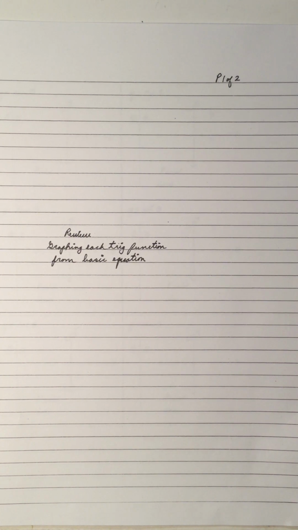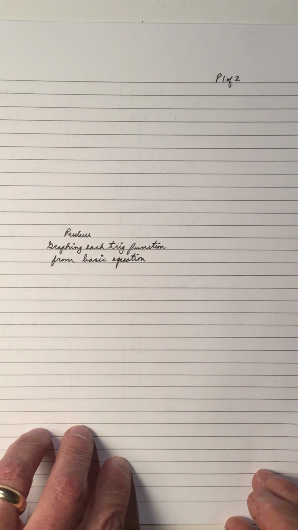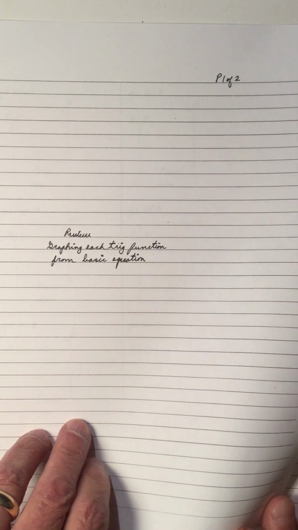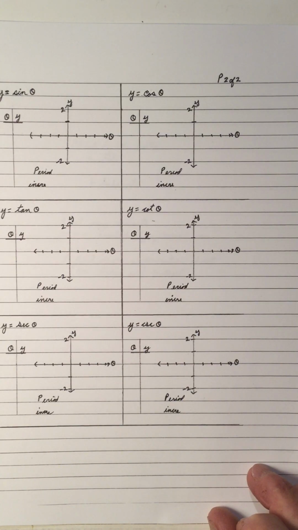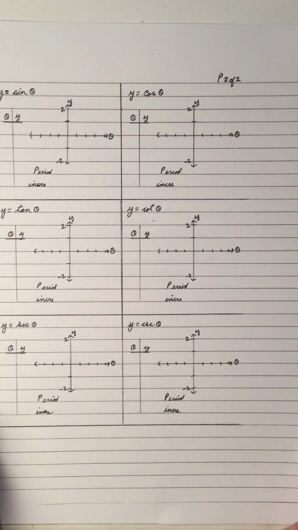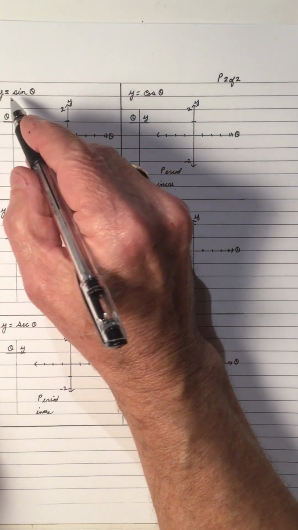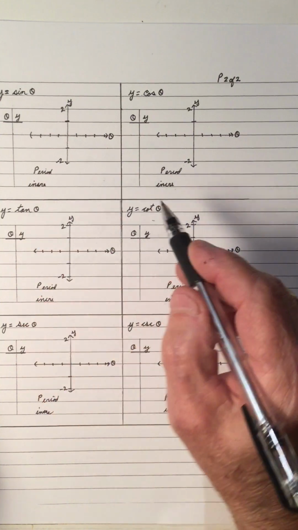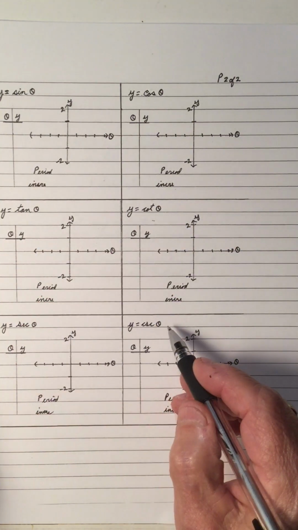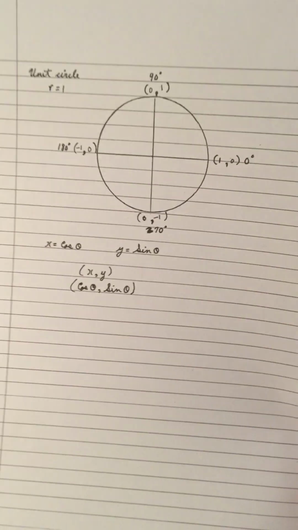Hi, welcome to my video on the review of graphing each trig function from the basic equation. So this is a review of the sine, cos, tan, cot, secant, and cosecant, and I'm reviewing it to show you some patterns. So let's look at the graph of y equals sine theta, y equals cos theta, tan, cot, secant, and cosecant.